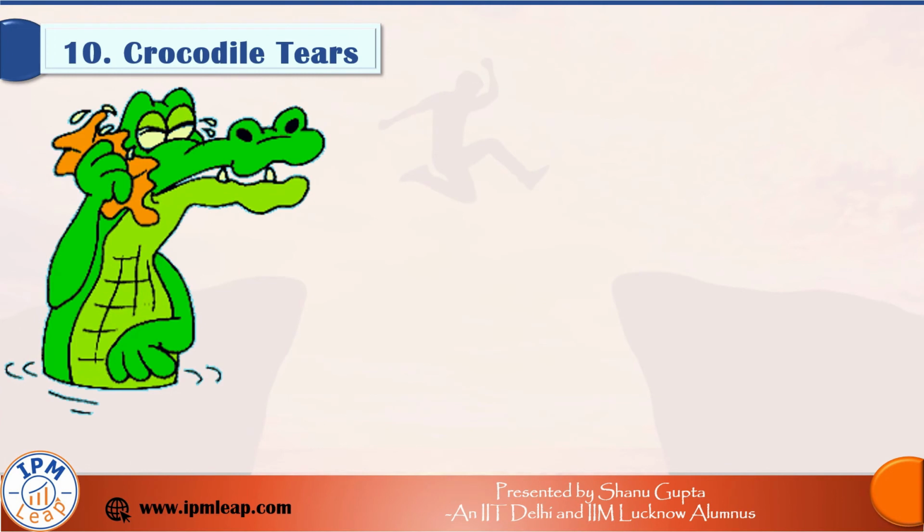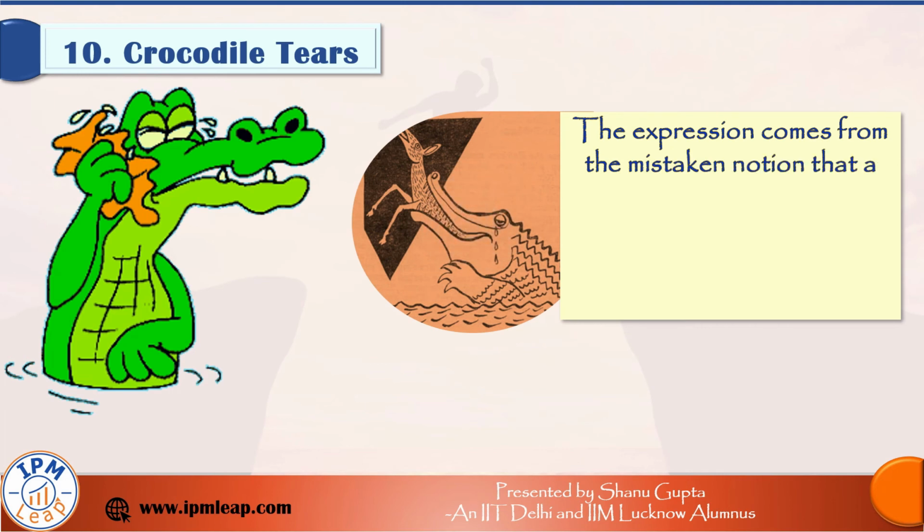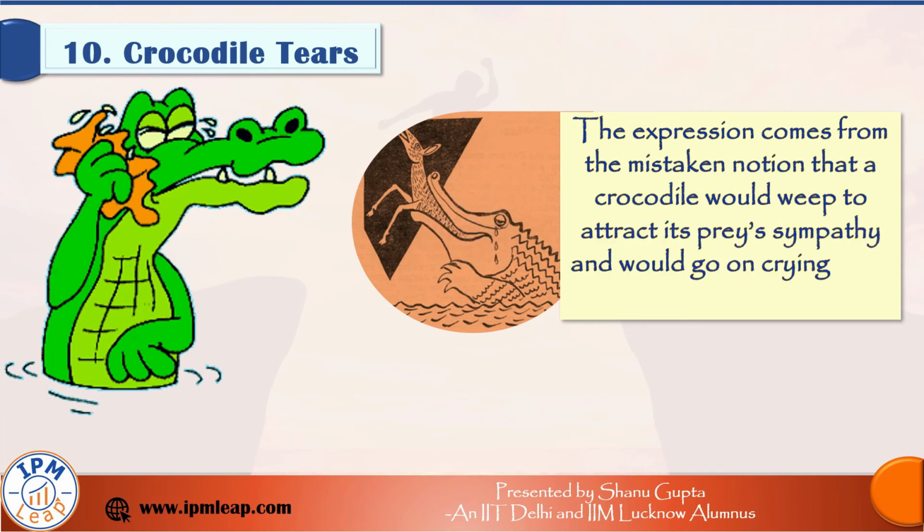And the last idiom in this lesson is crocodile tears. This expression comes from the mistaken notion that a crocodile would weep to attract its prey's sympathy and would go on crying while eating it. Now this is quite opposite to what tears generally mean. So the idiom crocodile tears means insincere tears.